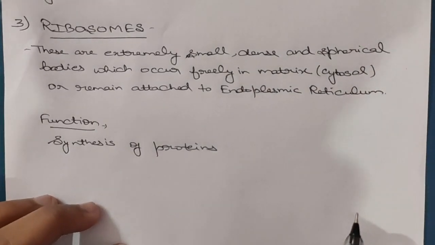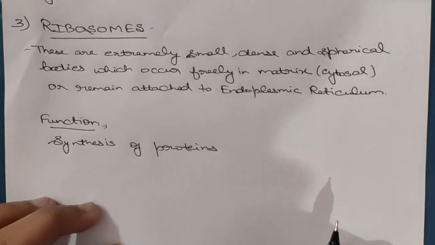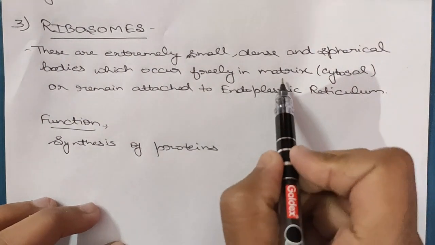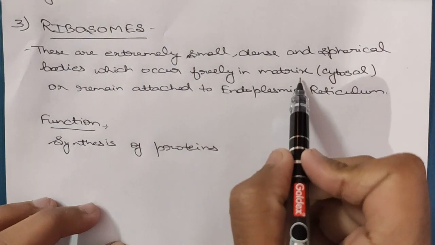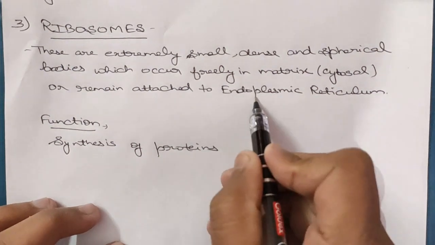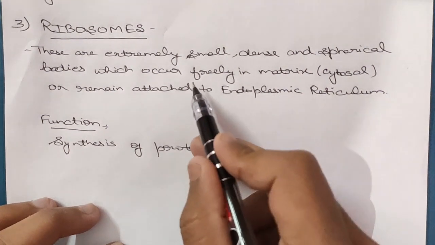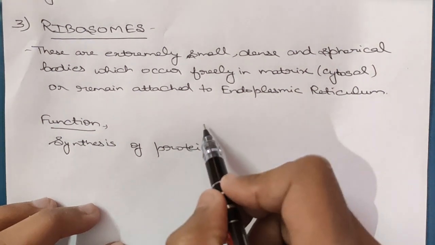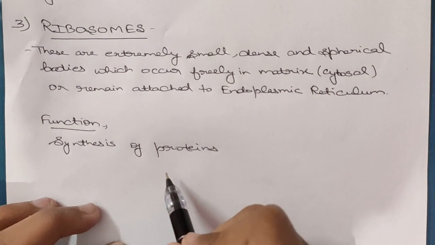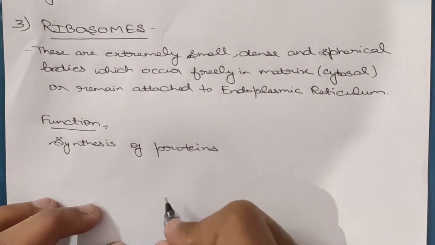The next cell organelle that we are going to discuss is ribosomes. I have already told you that they are involved in protein synthesis. They are extremely small, dense, spherical bodies which occur freely in the matrix, the cytoplasm or cytosol, or remain attached to the endoplasmic reticulum. When they are attached, the endoplasmic reticulum is called rough endoplasmic reticulum. Their function is the synthesis of protein, a very important function, because various functions of the cells are dependent on proteins. So this is ribosomes.